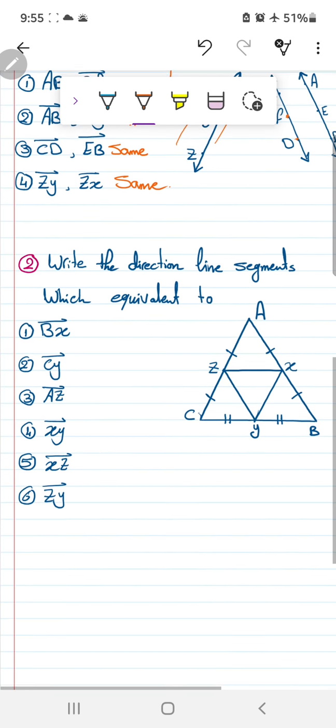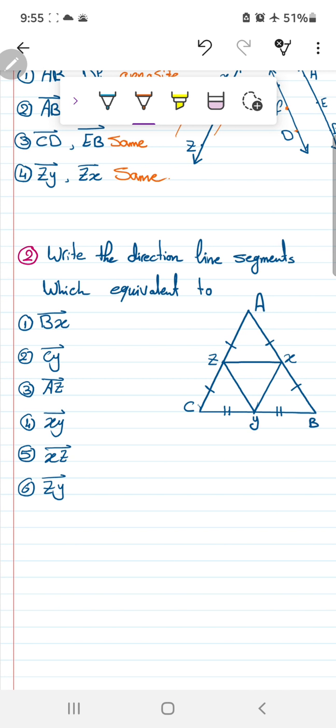Another example, number 2. Write the directed line segment which is equivalent to each. We said before, the directed line segment is determined by 3 points: starting point, ending point, and direction from starting to ending point. And we said two directed line segments are equivalent if they have the same length, or the same norm, and they have the same direction. So we want to get the equivalent directed line segment to BX.